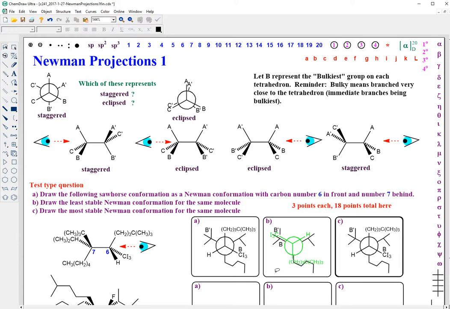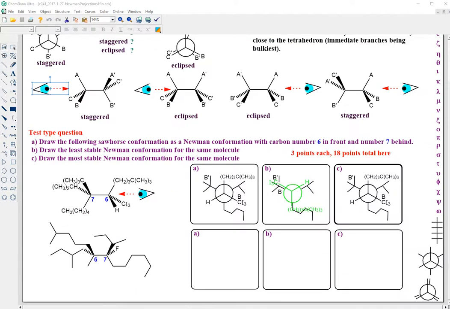There you have it. We've solved the problem. 9 points. Let's attack the next problem. We are told we have to look at the molecule from this direction. 6 in front, 7 behind.